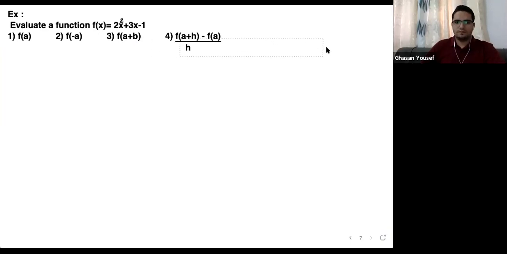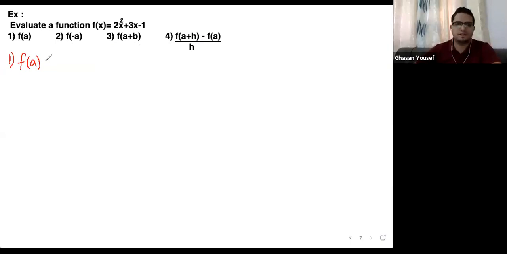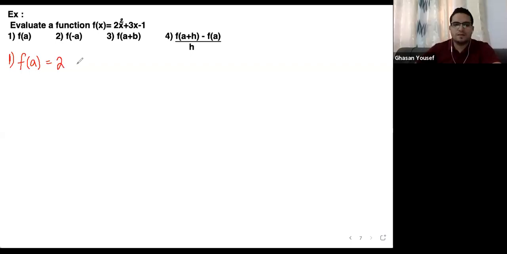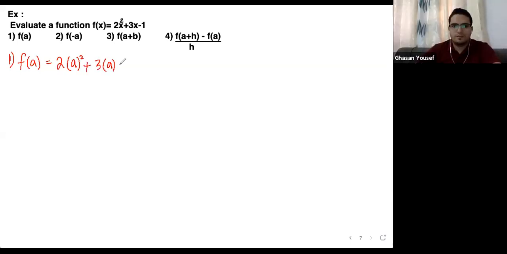Who will do the first one? f of a. I can try. Yes, go ahead. Just plug inside the function. So it's going to be 2 times a squared plus 3 times a minus 1, which gives me 2a squared plus 3a minus 1. Correct.